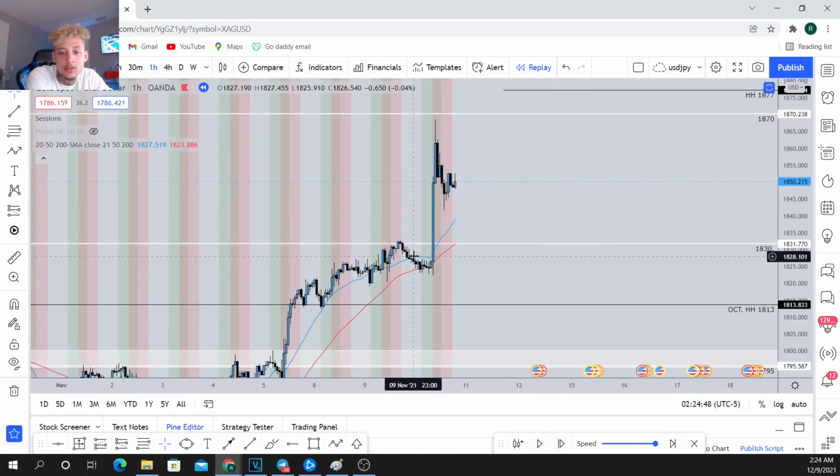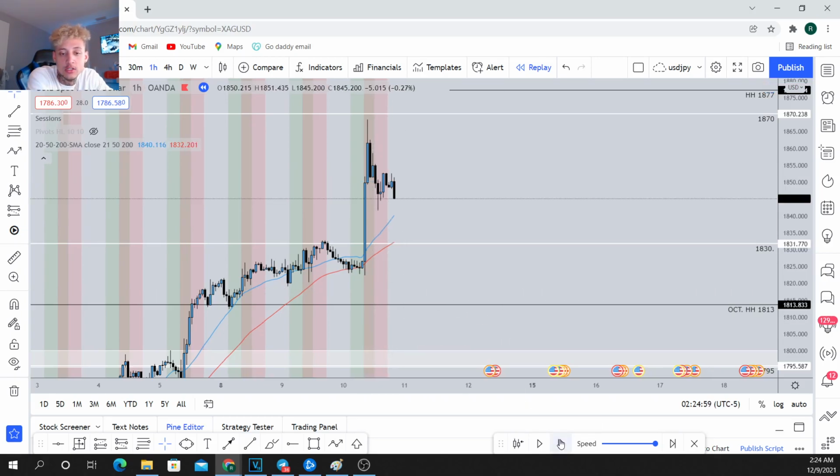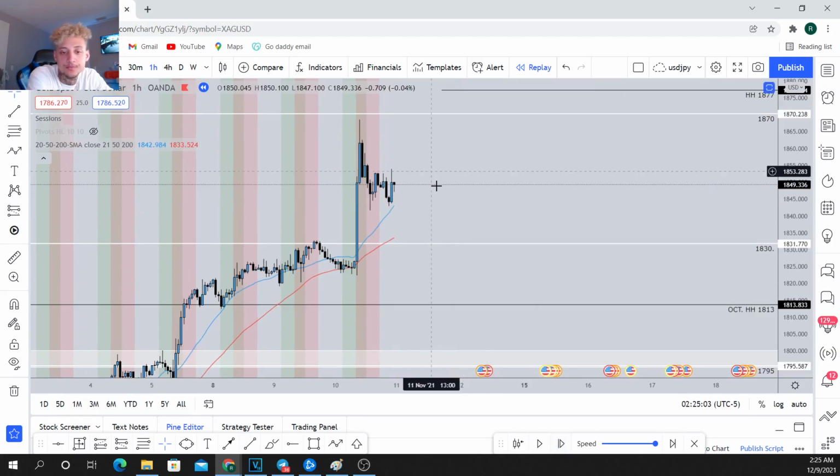Plus, let me break this down for you guys. This is the sessions indicator, right? Green being the London session, brown being the London to New York session, and then the red being the end of the New York session. So there is nothing to do right now. We're not trading. We're not looking to take trades.